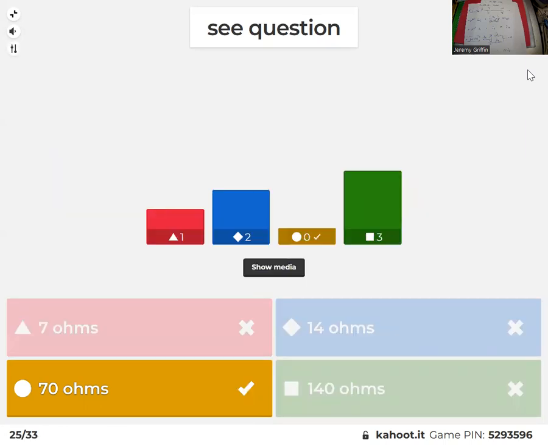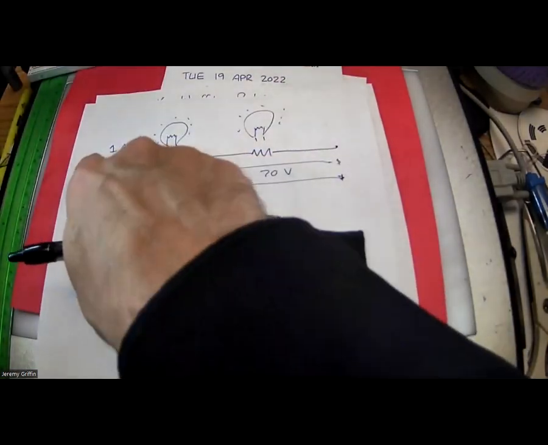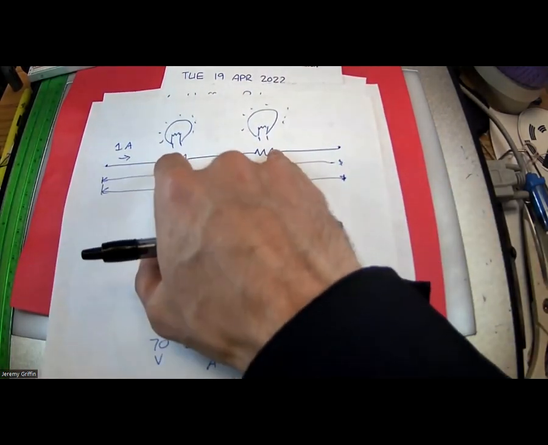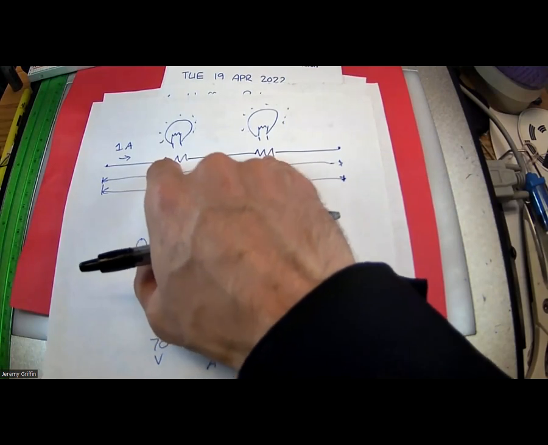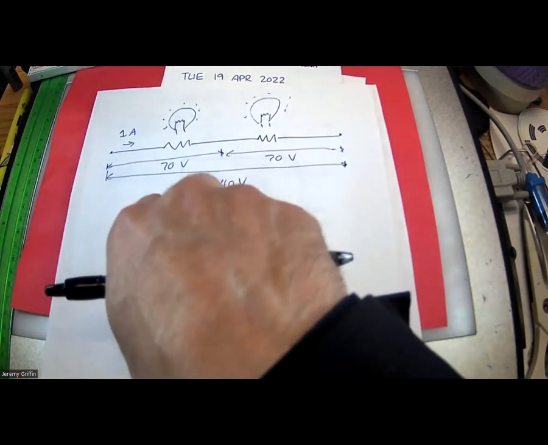Okay, 70 ohms. Let me switch over and show you why. I've got this one worked out ahead of time, so let me just show you this. They said 2 bulbs in series, right? Here are 2 bulbs in series. In the schematic diagram, a bulb could be a resistor, like a zigzag.